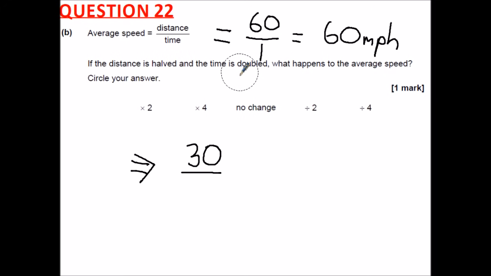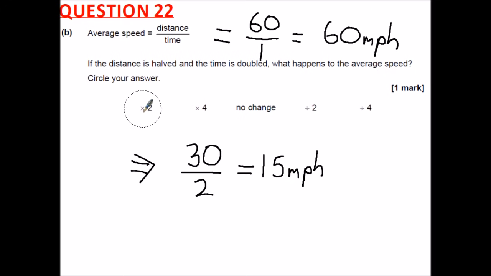And if the time was doubled, well, double 1 hour would be 2 hours. And so how would that affect the speed? Well, the distance would now be 30 miles, and it'd take us 2 hours to do that. 30 divided by 2, half of 30 would be 15 miles per hour. And so the speed's gone down.